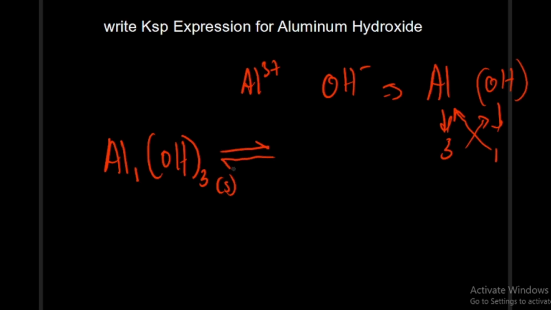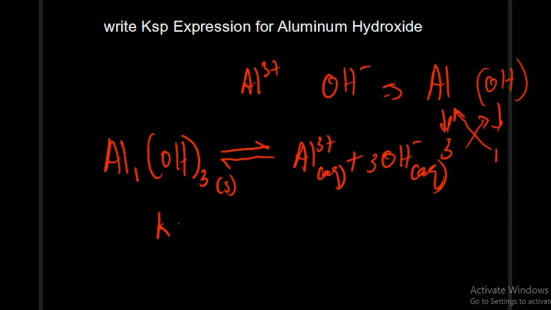What will happen here? It's now going to be Al3+ aqueous, then we have OH- aqueous, right? Next, what to do now is to balance the chemical reaction. How many aluminium do you have here? Here we have one atom of aluminium, so you just have to put one here. OH is 3, so you have to put 3 here. So it is now balanced. So what is the Ksp expression? Ksp is equal to the concentration of what?